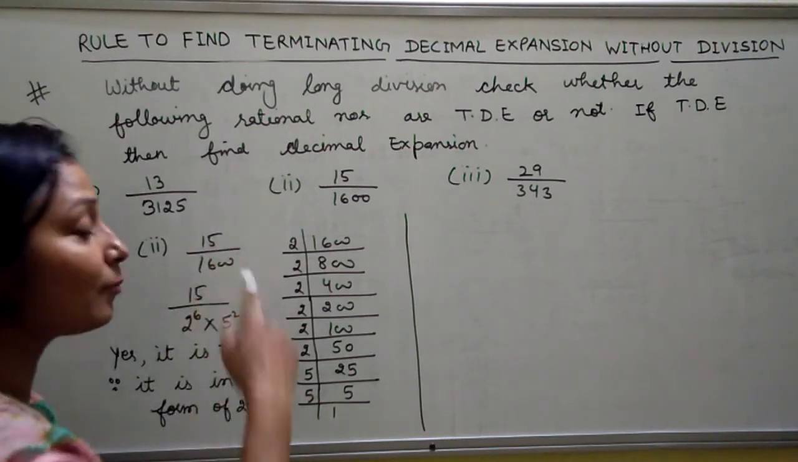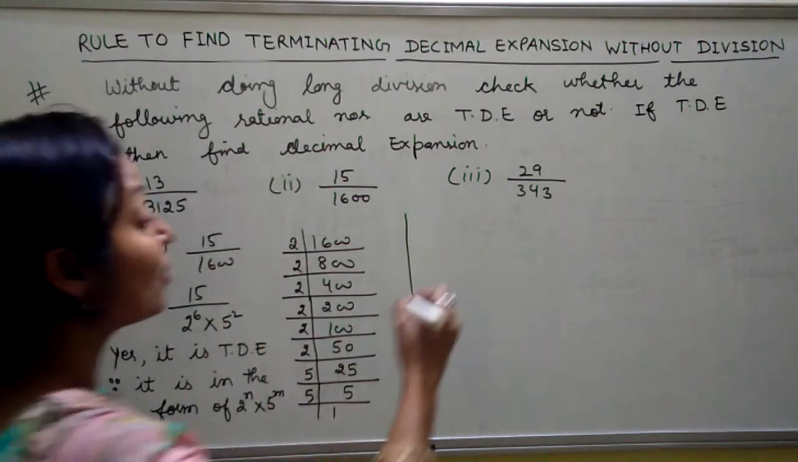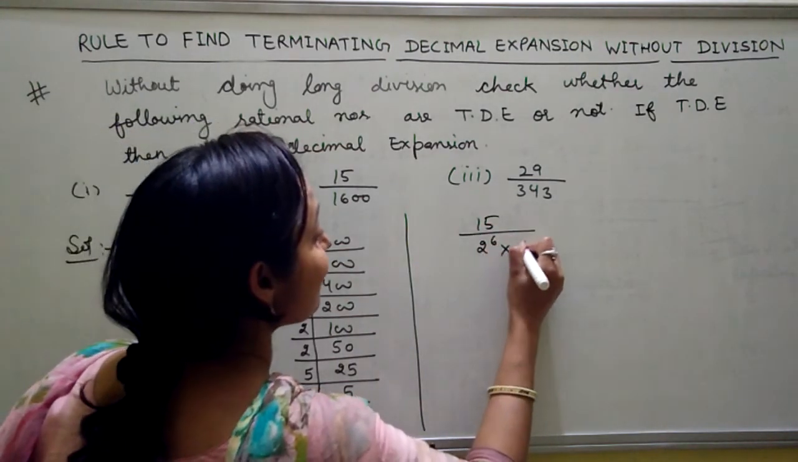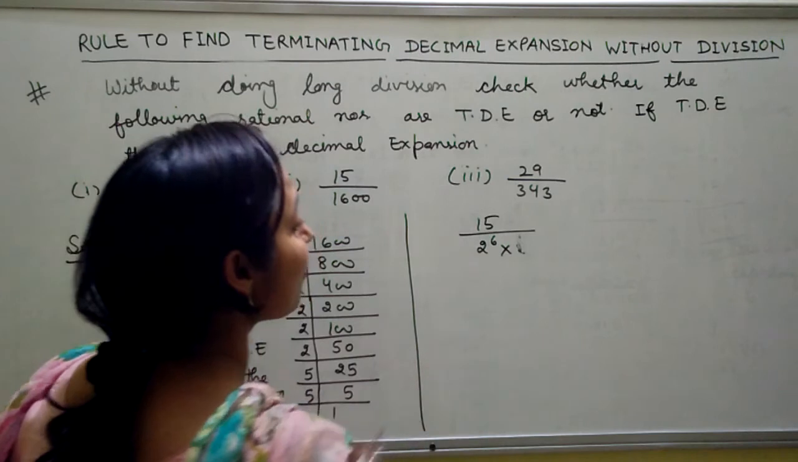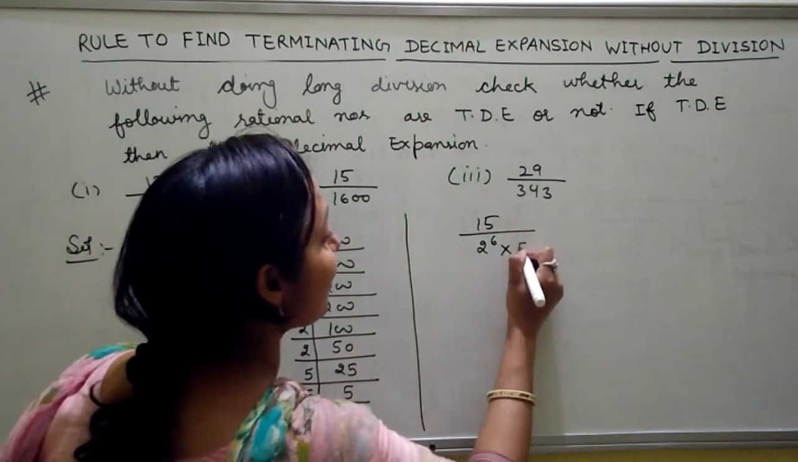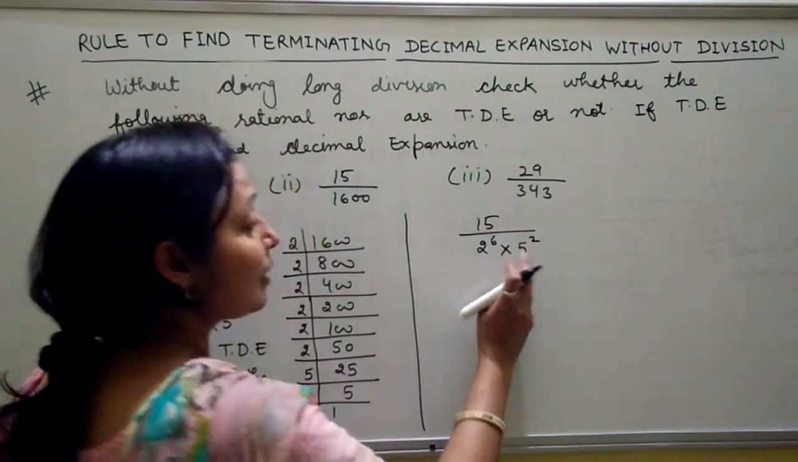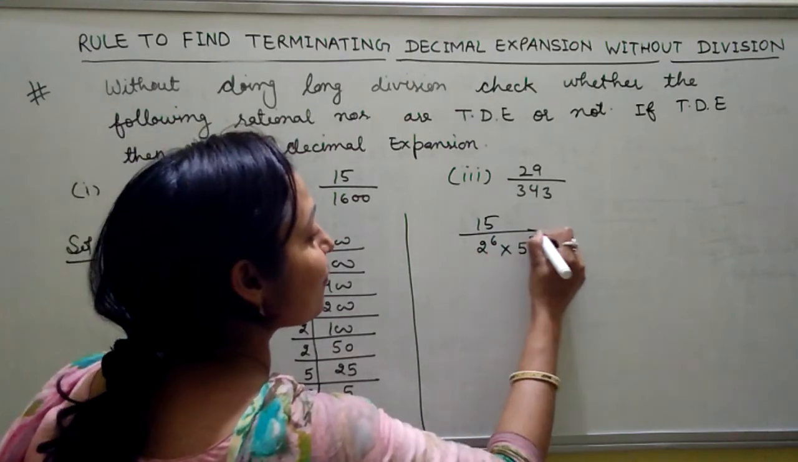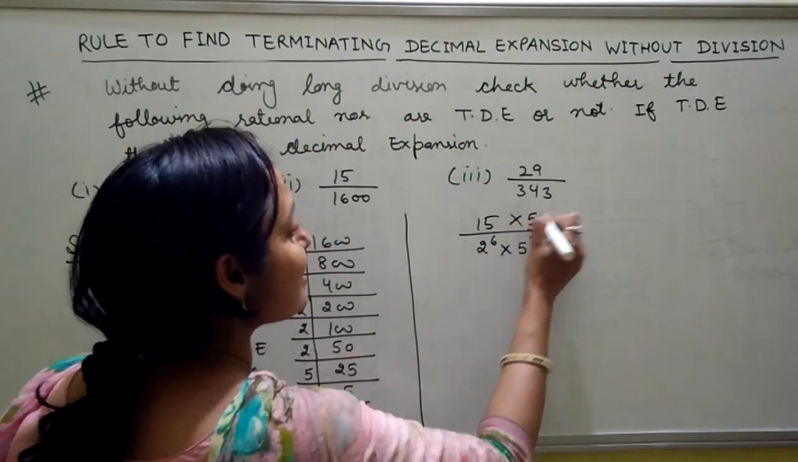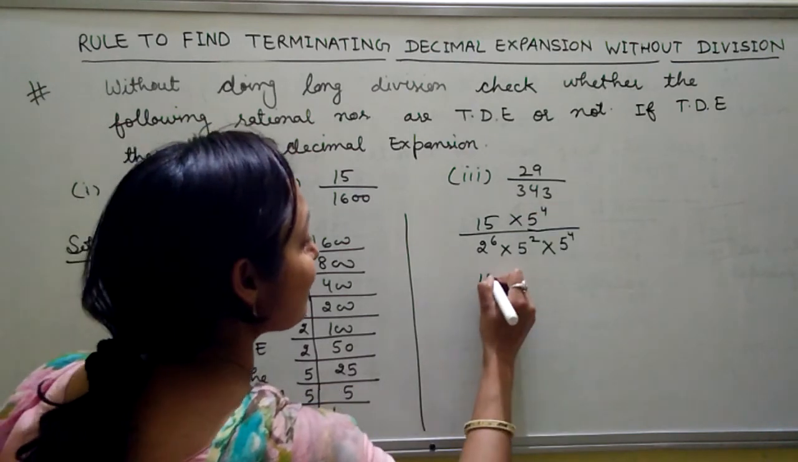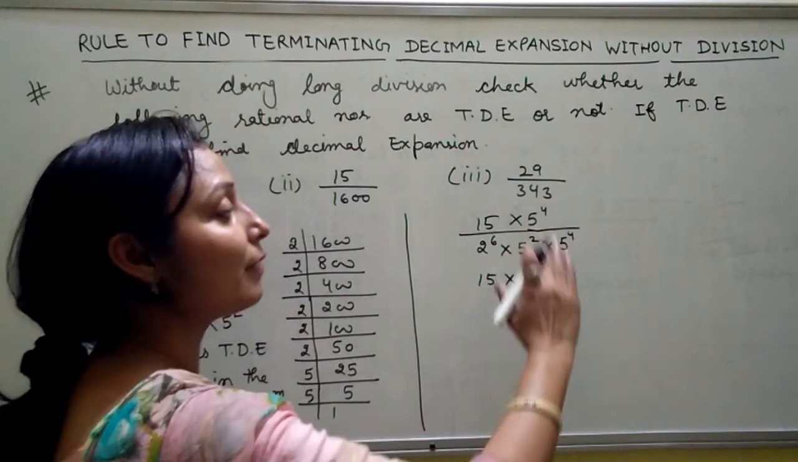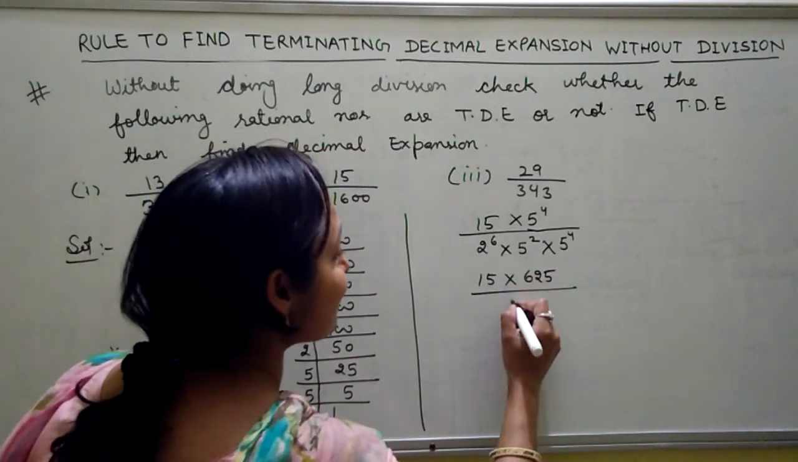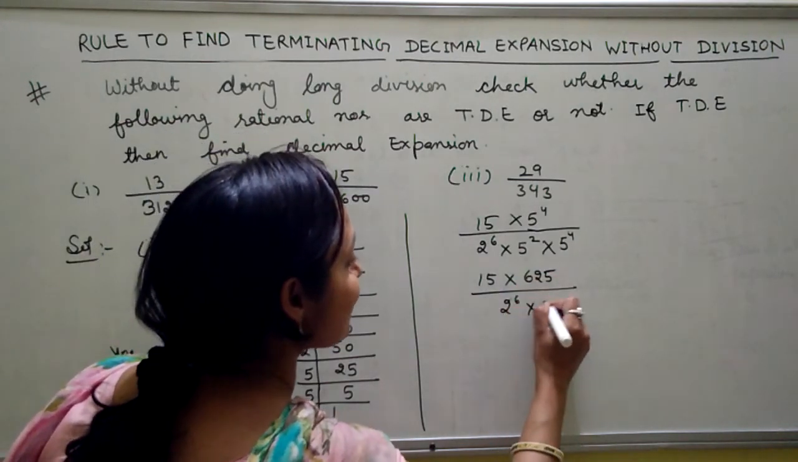Now it is time to convert it into decimal form. So 15 upon 2 raised to power 6 into 5 raised to power 2. We want the same powers of both. 4 less than 6, so we have to multiply 5 raised to power 4 with the denominator as well as the numerator. So 5 5s are 25, 25 5s are 125, and then 625 divided by 2 raised to power 6 into 5 raised to power 6.